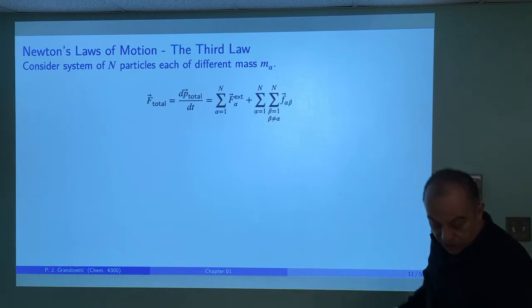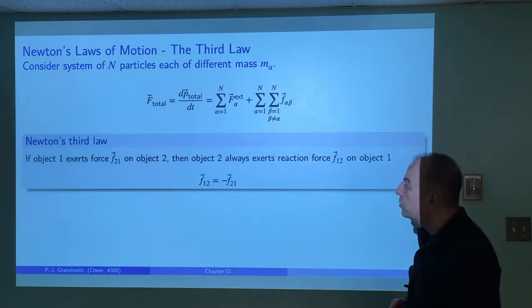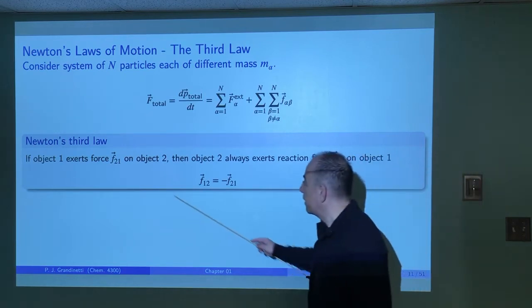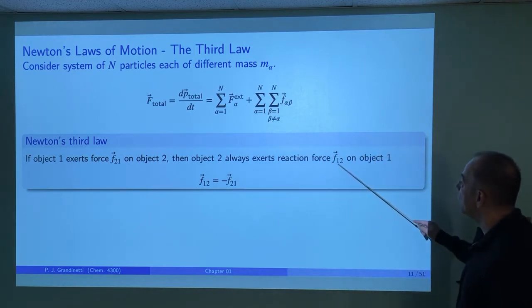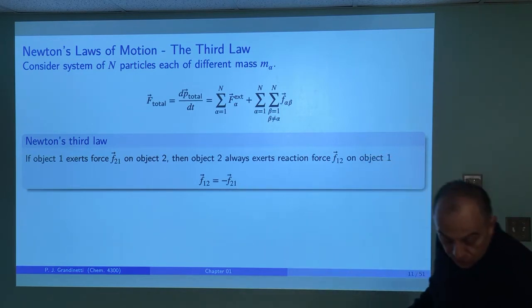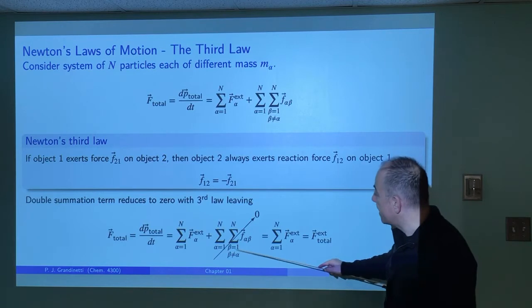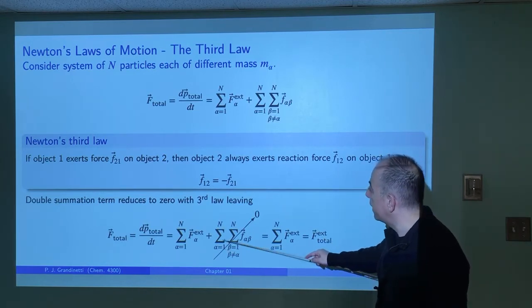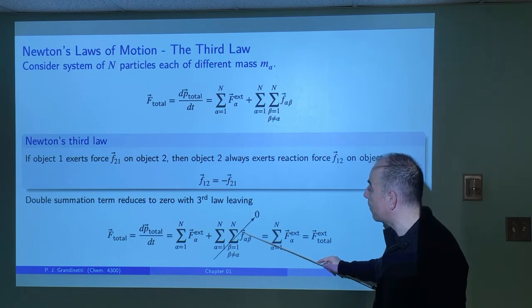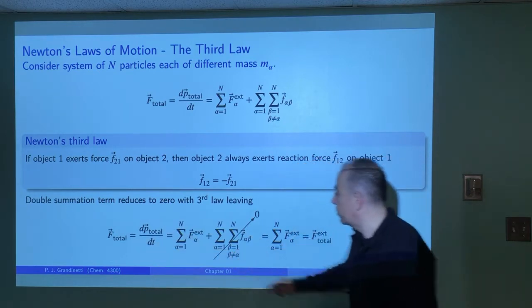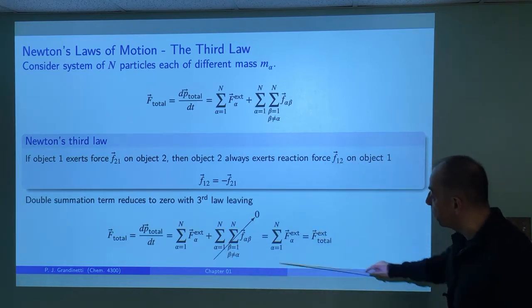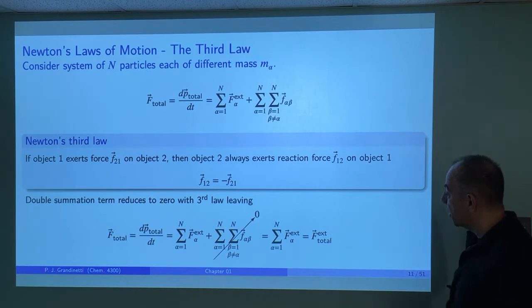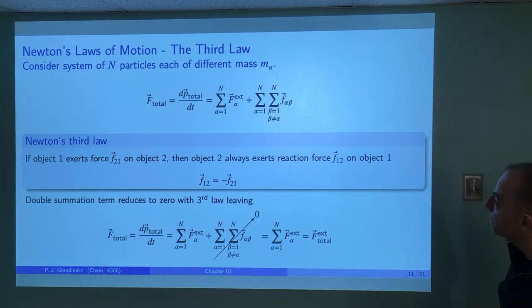If I take that expression here and I look for Newton's third law, which tells us that if object 1 exerts a force on object 2, then object 2 always exerts a force on object 1, which is equal and opposite to it. So Newton's third law tells us that this double sum, with this condition, is going to cancel out to 0, and that the rate of change of the total momentum is just going to be the sum of the external forces acting on the particles, or we'll call the total external force acting on the system of particles.